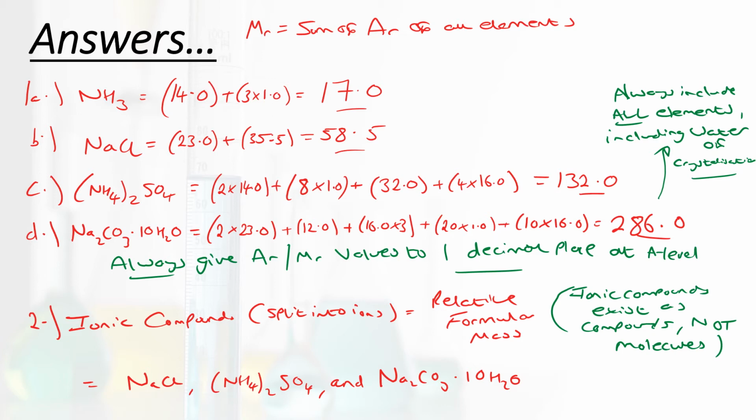So the really important thing to take away from this is that we always include all elements that are in our formula, and we always give atomic masses and molecular masses, the values of them, to 1 decimal place.